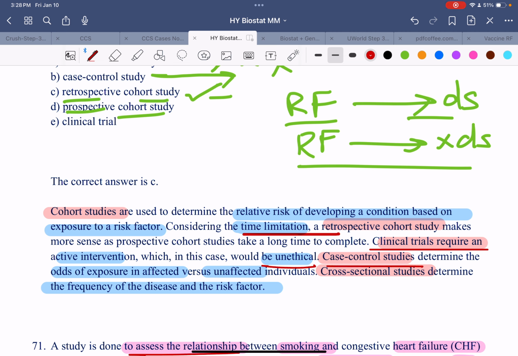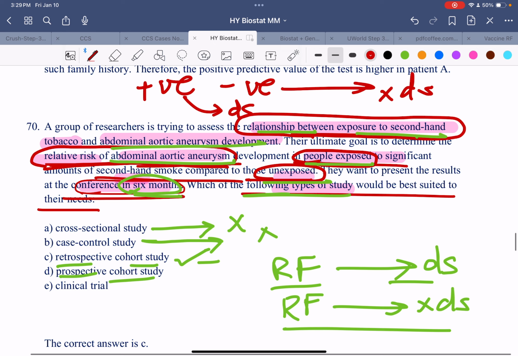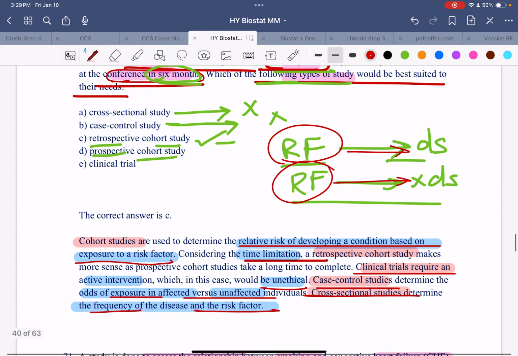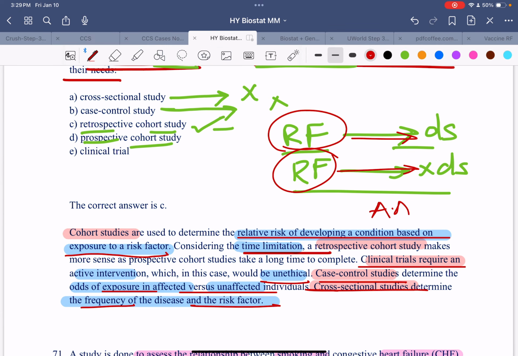And case control studies actually find the odds of exposure in affected versus unaffected. And cross-sectional studies basically determine the frequency of the disease, as well as the risk factor. Cohort studies actually study the risk of developing a condition based on exposure to a risk factor. So they wanted to, on the basis of exposure or no exposure to secondhand smoke, start with the risk factor and follow for the disease. It's not like they had the abdominal aortic aneurysm patients as well as the controls and then wanted to go back and look at the risk factor, then that would be the case control study.